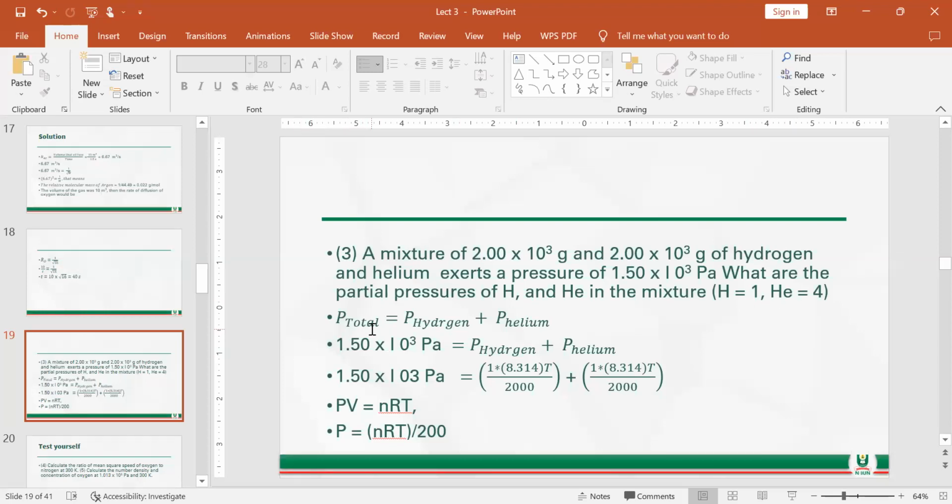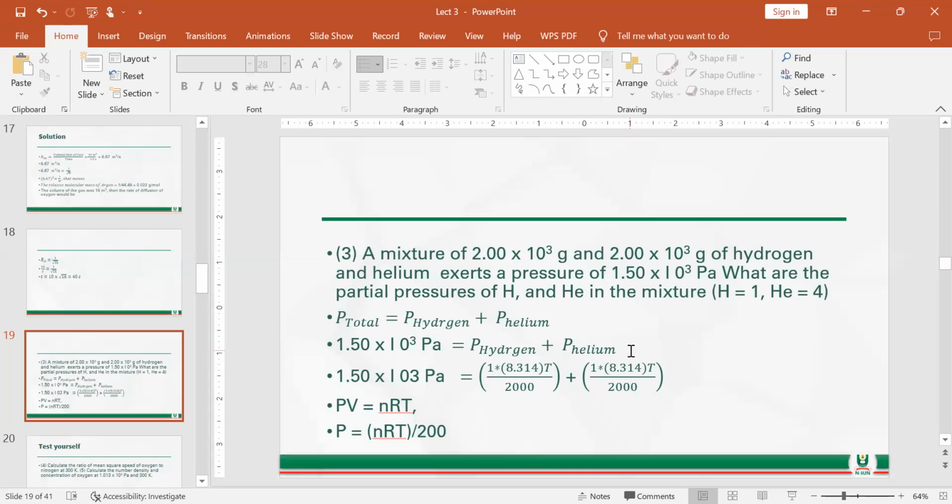So now you see, based on Dalton's law, the Dalton law says that when gases that do not react chemically combine, the total pressure is the sum of the individual partial pressures. That means since helium and hydrogen will not react here, the total pressure exerted by the mixture of the gas will be the pressure of hydrogen plus the pressure of helium. So now you are asked what are the partial pressures of these gases. The total pressure exerted was 1.50 times 10 raised to the power of 3 Pascal. So that will be equal to the pressure of hydrogen plus the pressure of helium.